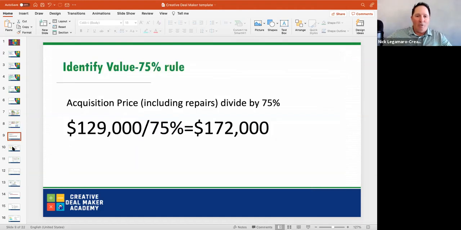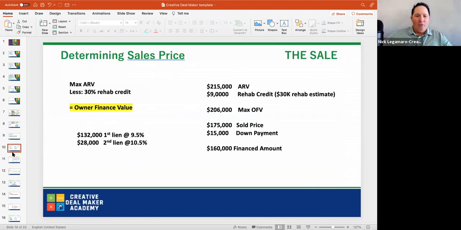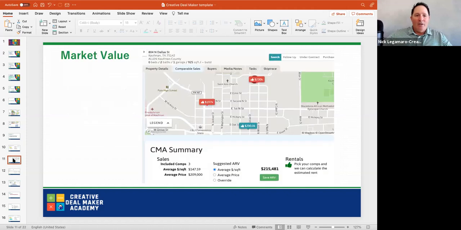So we talked about the 75% value. We talked about determining the sale price. Now let's talk about what this actually is. How did I get that number? Well, I ran comps. I did a CMA summary and I wanted to see what the market would bear on a property. So here's what I come up with based on a couple of comps in the general area. I just picked a couple.